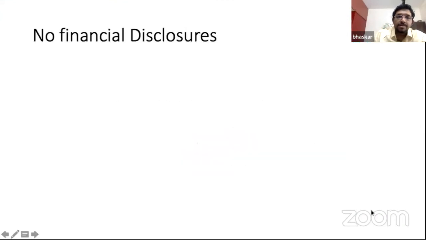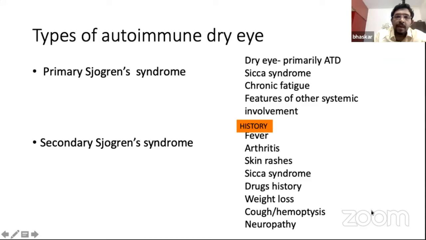No financial disclosures here. So basically, when you're talking of autoimmune dry eye, I'll be restricting myself to primary or secondary Sjogren's. These are eyes where you will normally have an associated sicca syndrome. You might have associated chronic fatigue. You might have systemic involvement where it becomes a secondary Sjogren's syndrome.